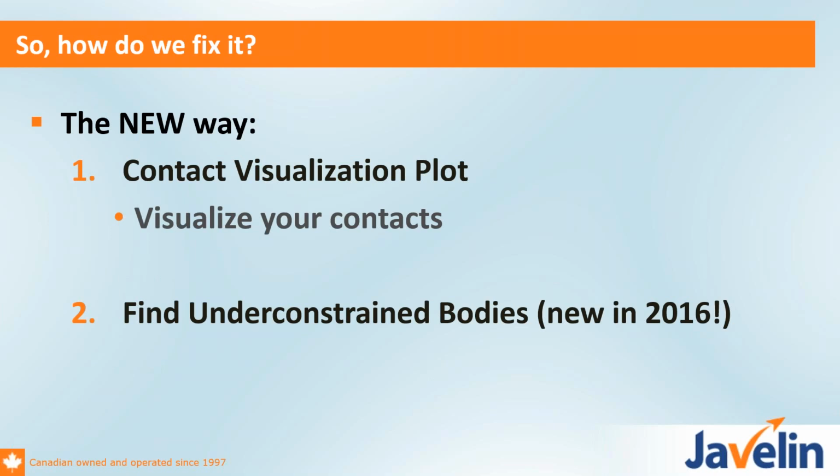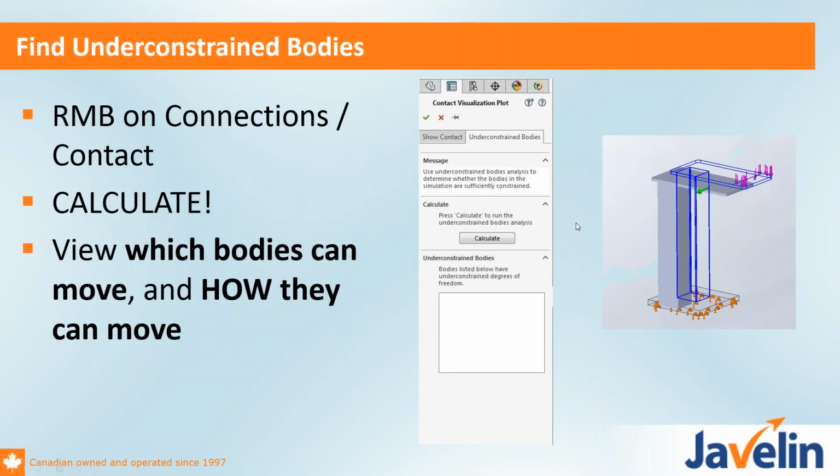Just like the contact visualization plot, it's available in both our Simulation Professional and our Simulation Premium packages, and it's going to save everybody here a ton of time. So how do we get in there? Well, just like we got into the contact visualization, we're going to right-click on our connections or our contact folder, and we'll go to Find Under Constrained Bodies.